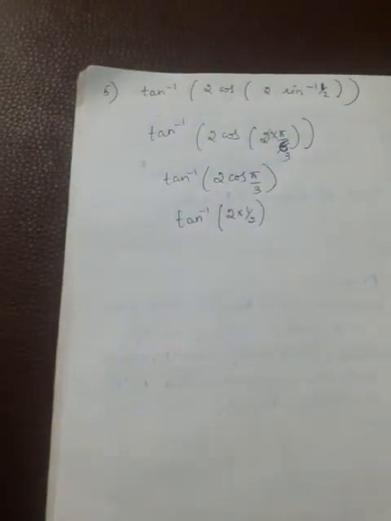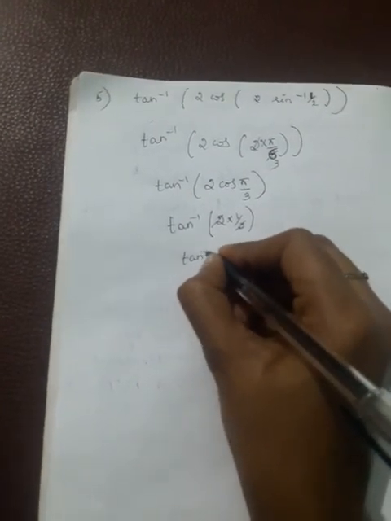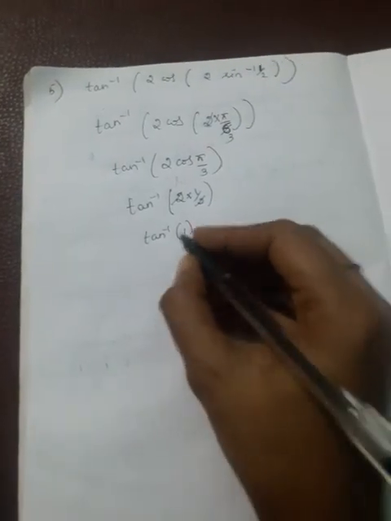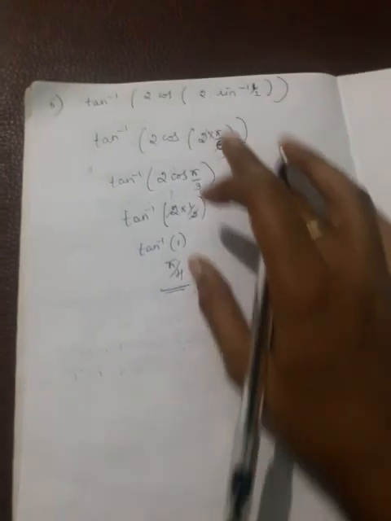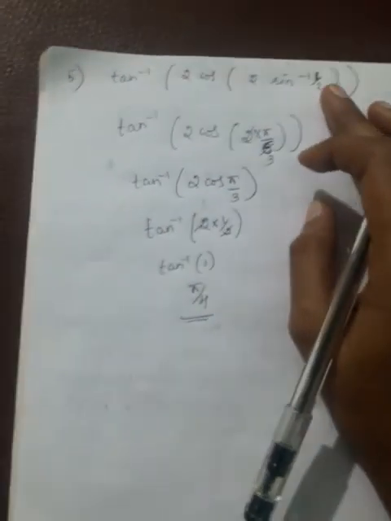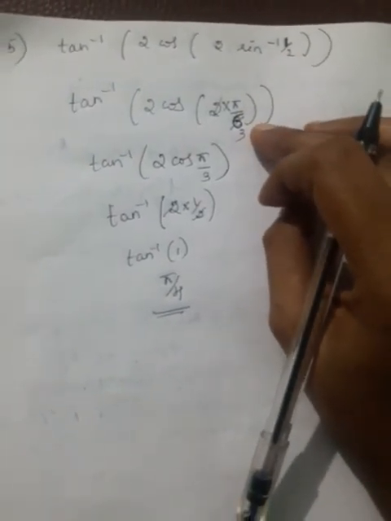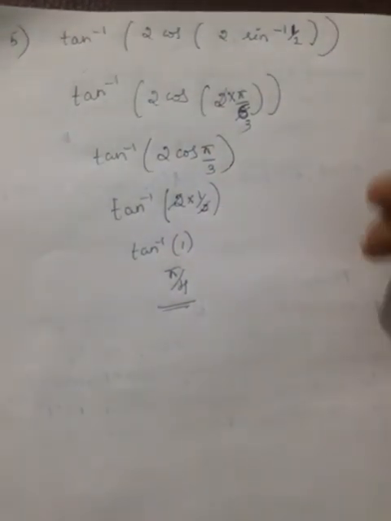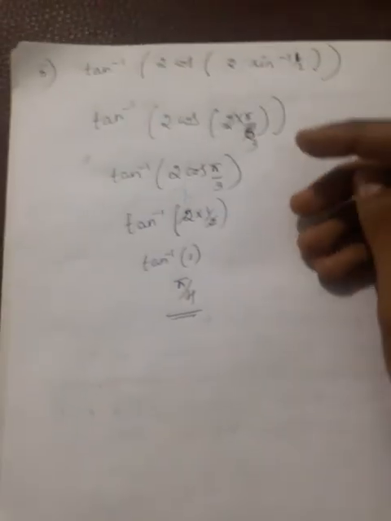1 by 2. Again 2 and 2 get cancelled. Tan inverse of 1. We know the value of tan inverse of 1, that is pi by 4. Understood? First tan inverse of 2 times of cos of 2 times of sine inverse of 1 by 2. Sine inverse of 1 by 2 value is pi by 6, that is 30 degrees. 2 ones are 2, 3s, that is cos of pi by 3. Cos of pi by 3 value is 1 by 2. 2 get cancelled. Tan inverse of 1 value is pi by 4.